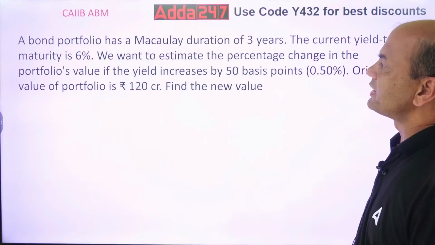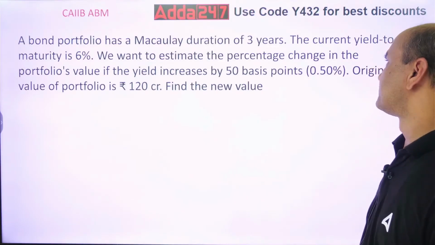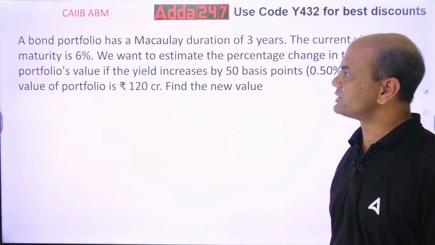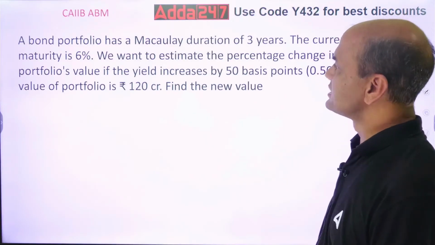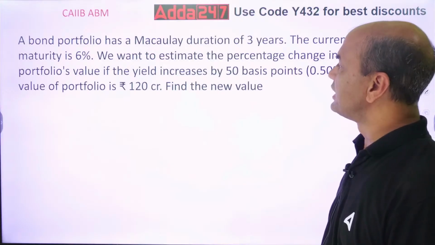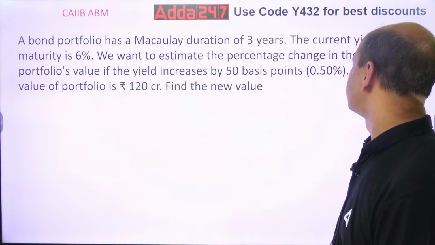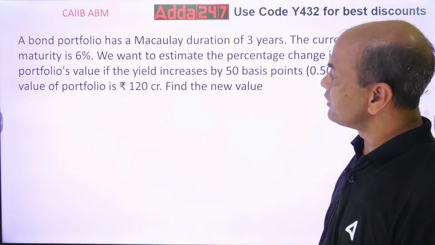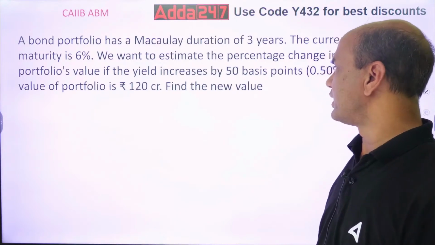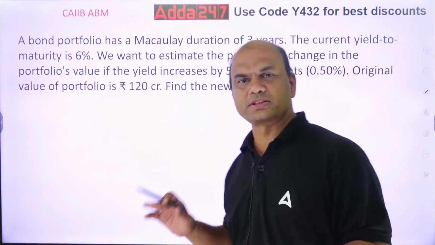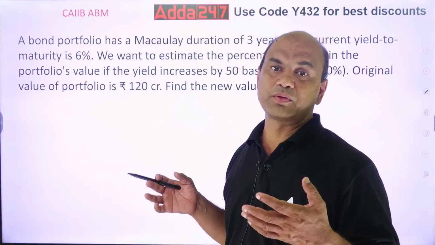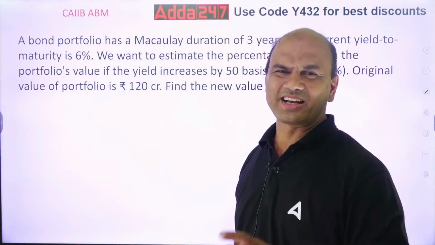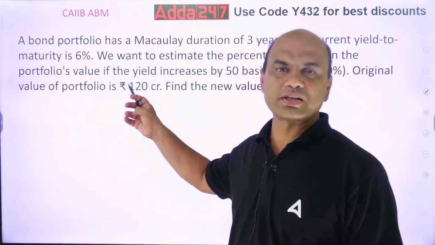A bond has a Macaulay duration of 3 years. The current yield to maturity is 6%. We want to estimate the percentage change in the portfolio's value if the yield increases by 50 basis points. Original value of the portfolio is 120 crore. Find the new value. So there are 2-3 questions involved over here. Very important and lengthy one also. Not that lengthy because Macaulay duration is already given.